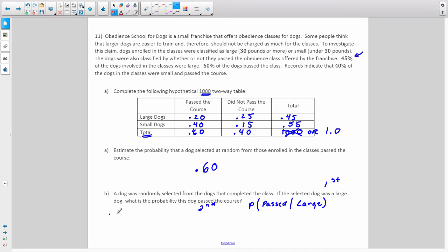It's going to be the probability of passed intersect large. Remember how it looks like a fraction where the large is on the bottom. That's how I remember it. Cool. So let's look for the intersection of P and L. Passed large, that's 20. Divide that by P of large, which is 45. In my calculator, that's 0.44444444. Okay, any rounding? No rounding. Okay, so 0.44.